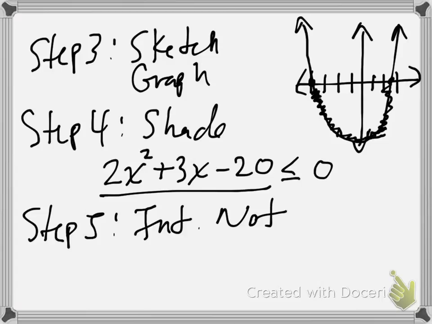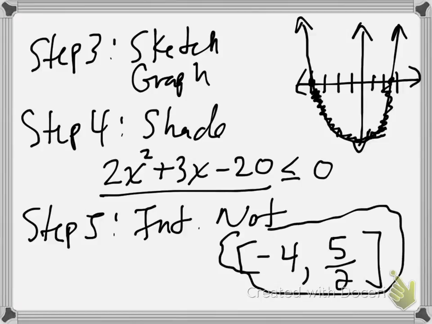Alright, so our solution set is going to be the interval from -4, and we're closed on -4, to 5/2, and we're closed on 5/2 because we are less than or equal to. And so this is our final answer. So any x's in this interval here will satisfy this inequality. So that wraps up examples 3 and 4, and I hope you found this useful, guys.